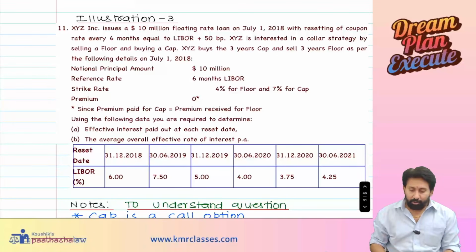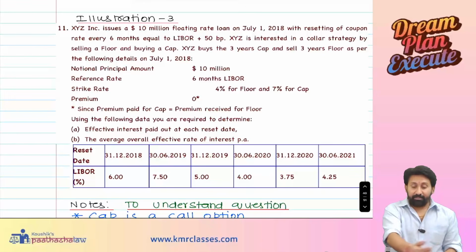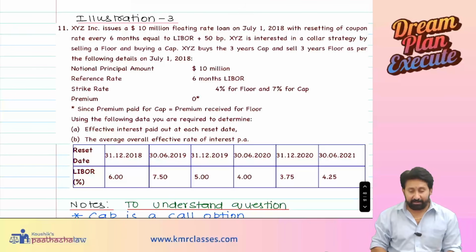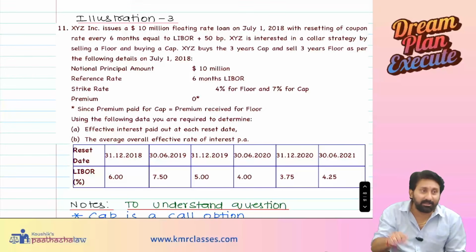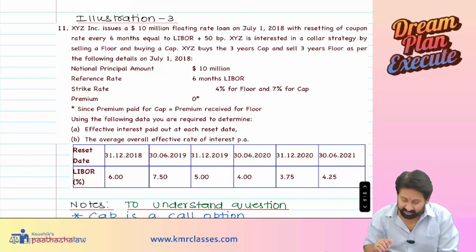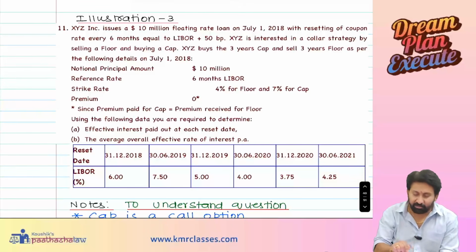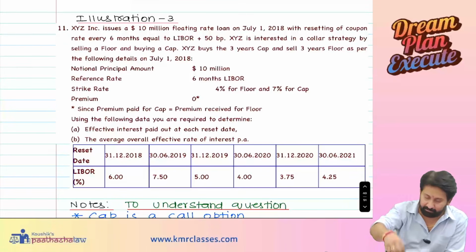Let's read. Notional principal is $10 million. Reference rate is 6 months LIBOR. Strike rate: floor 4%, cap 7%. Premium 0. Why premium 0? I told in the previous question also it is not available. Why is it 0 everywhere? That logic also we are going to understand now. Find the effective interest paid at each reset date and the average overall effective rate of interest per annum. The reset date rates of interest are given.